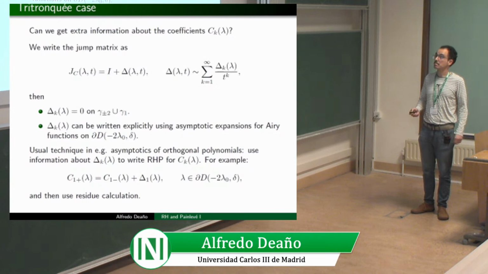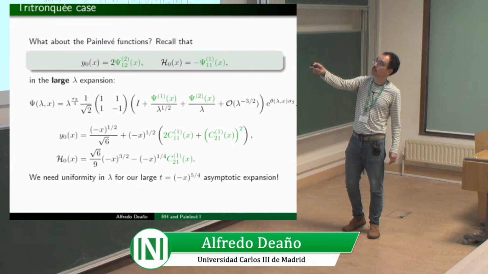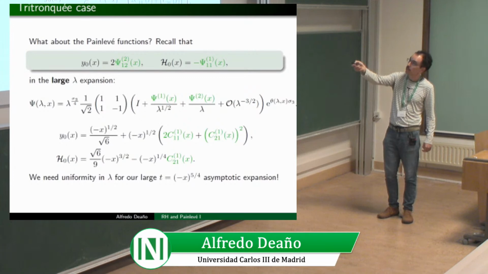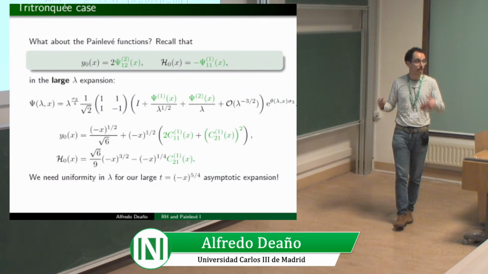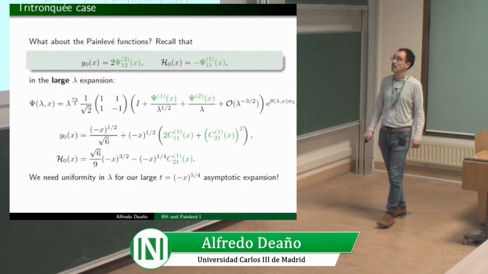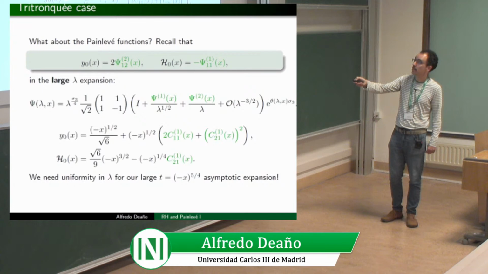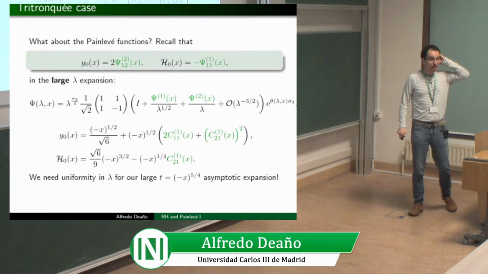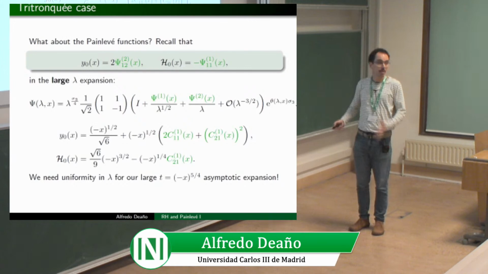And what about the Painlevé function? So here's the problem. The Painlevé functions were hidden in the large t, large x asymptotic expansion. So I need some uniformity, because I want to get these coefficients in the large lambda, and I got asymptotics for large t. So I want to be able to say this is for large t uniformly with respect to lambda, and then I can have access to these coefficients. And if you work it out, then the Painlevé function and the Hamiltonian, you can write in terms of entries of your final C matrix. So if you have information about this C matrix, then you have the asymptotic information of the Painlevé functions, and you get the coefficients, which is consistent with what you would expect.